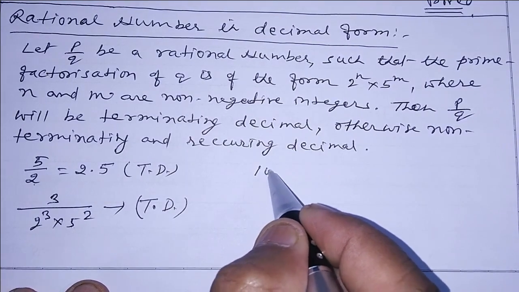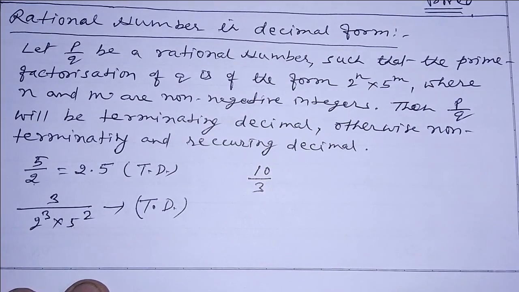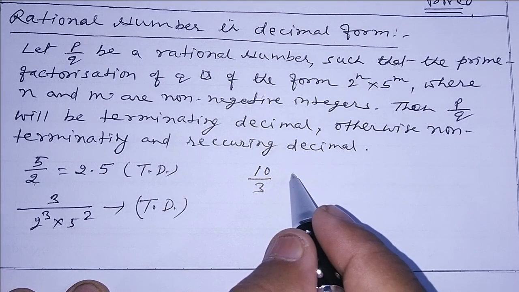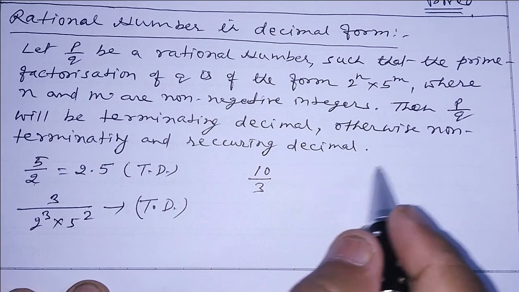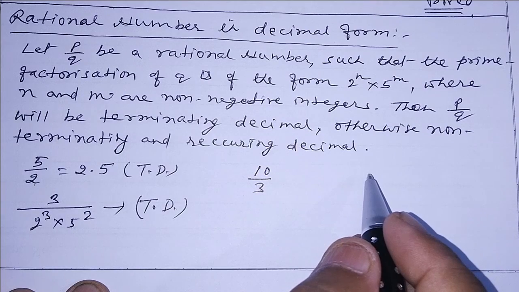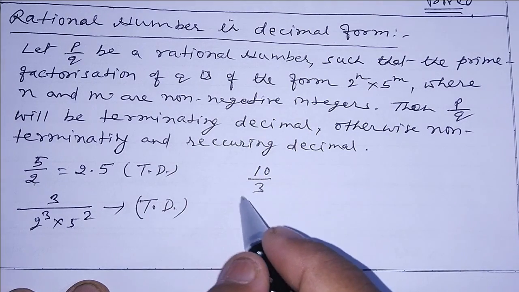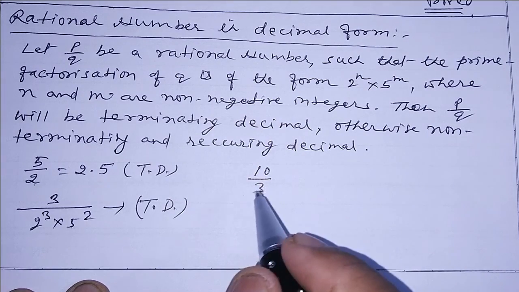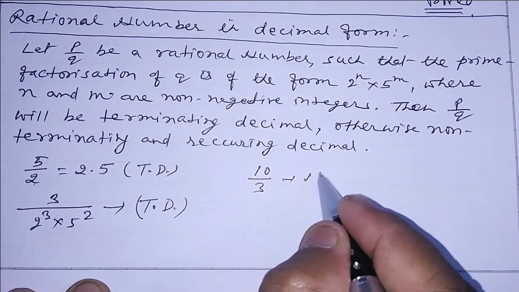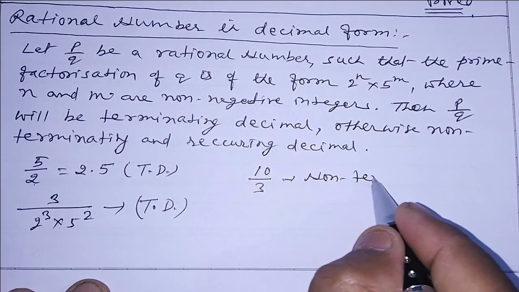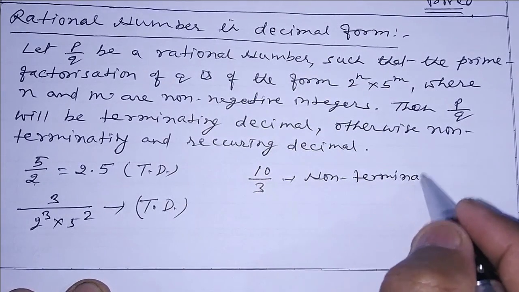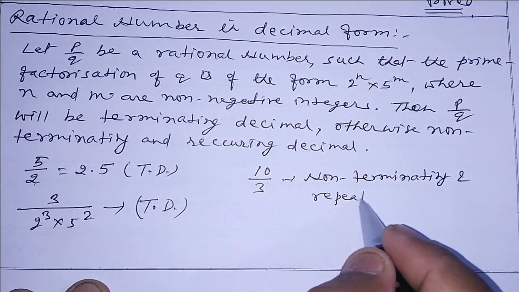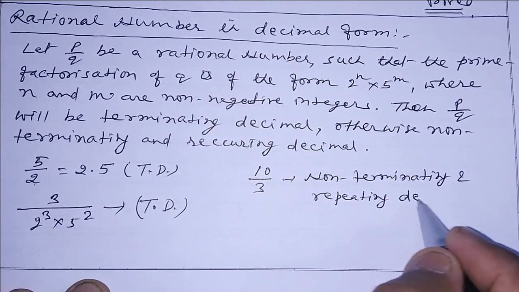Like 10 by 3. If we divide it, 3 threes are 9 plus 1 is 10, we get 3.3333, so 3.3 bar. Why is it non-terminating and recurring? Because the denominator is 3, other than 2 and 5. So this is a non-terminating and repeating decimal.